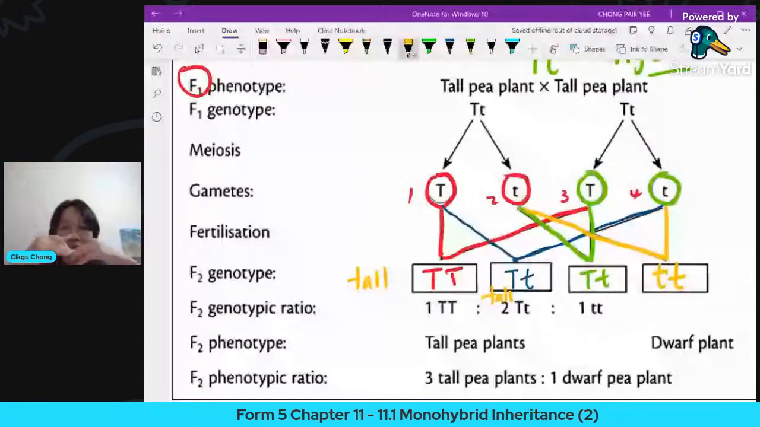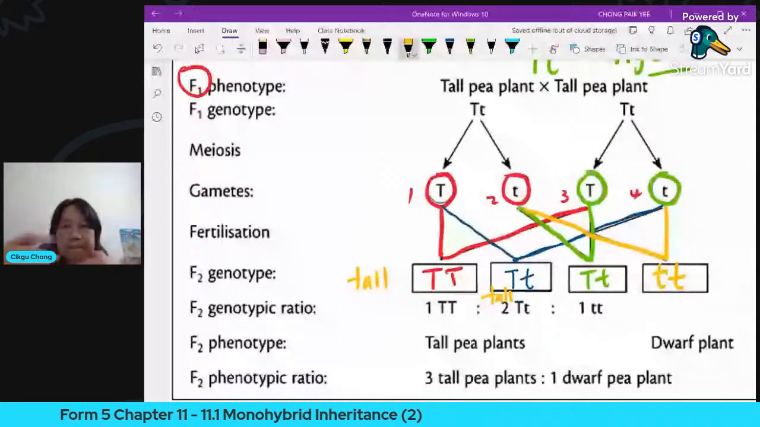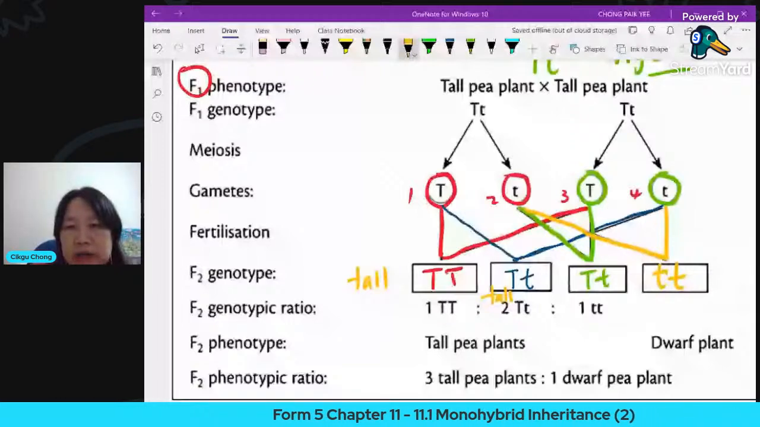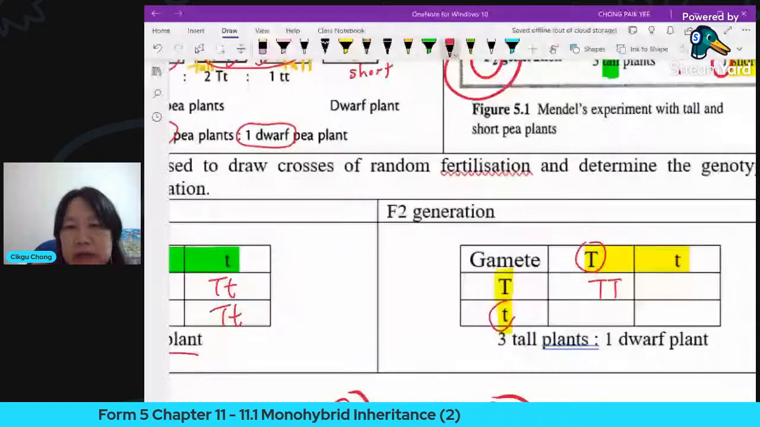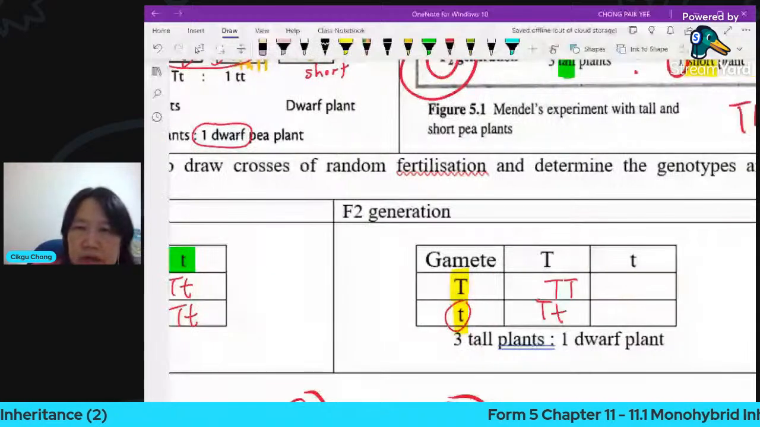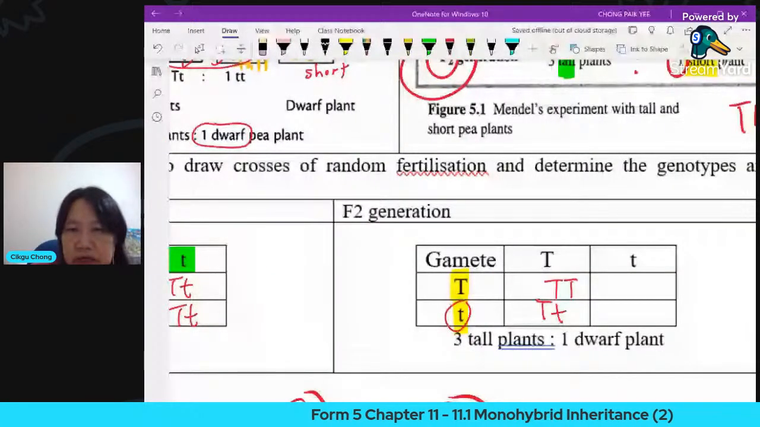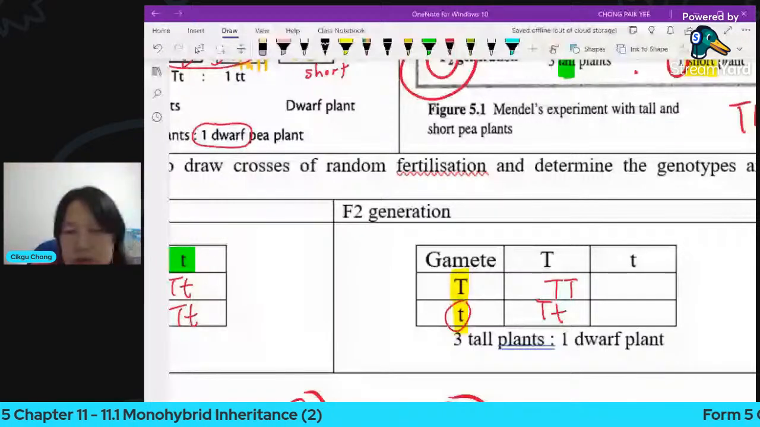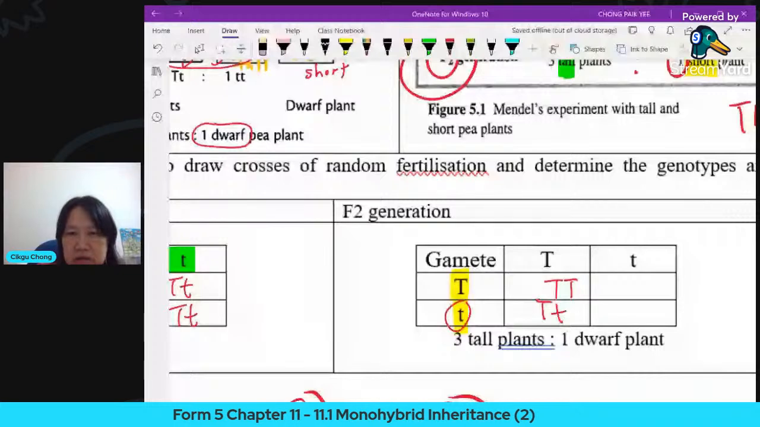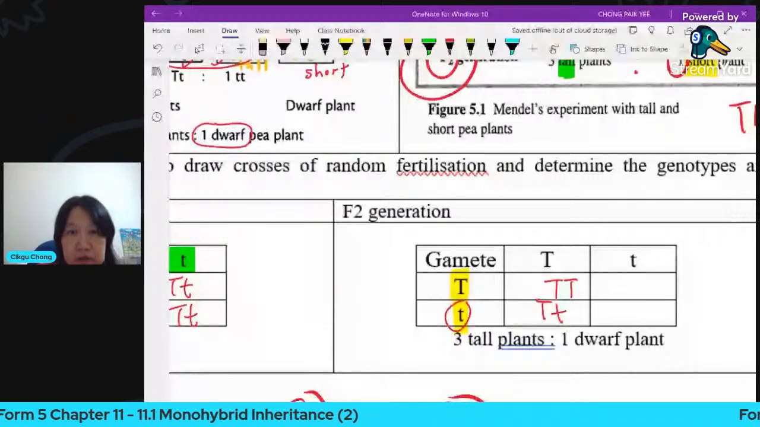Take this one and this one, add together, you get capital T, capital T. Then you combine here and here, you will get capital T, small t. Next, you combine this and this, you get capital T, small t. And lastly, you combine that one and this one, you get small t and small t. And then this is tall, this is tall, this is also tall in phenotype, and this happens to be the only one that is short or dwarf.